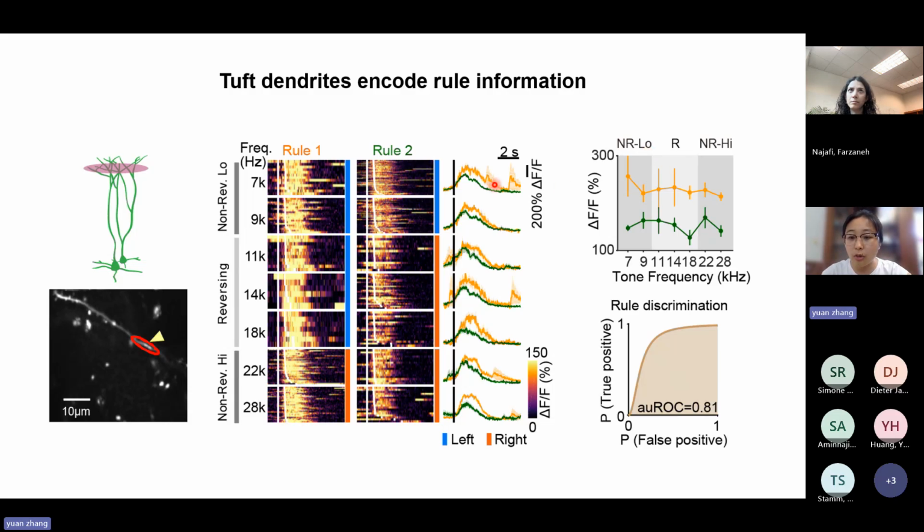To make well control of other mixed information, we test the rule-related activity in the non-reversing trials only. Because these trials share the same sensory stimulus and the same choice, and those are all correct trials, so they share the same reward. So here you can still see this difference. The only difference is the rule. You can see a significant activity separation in the non-reversing trials.